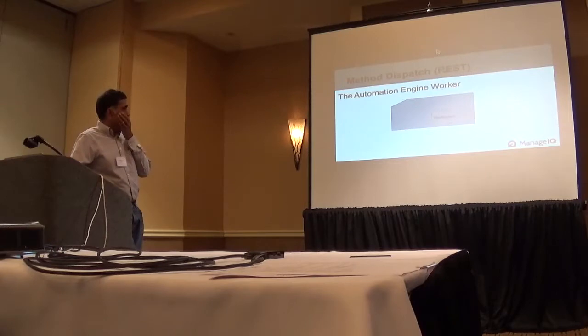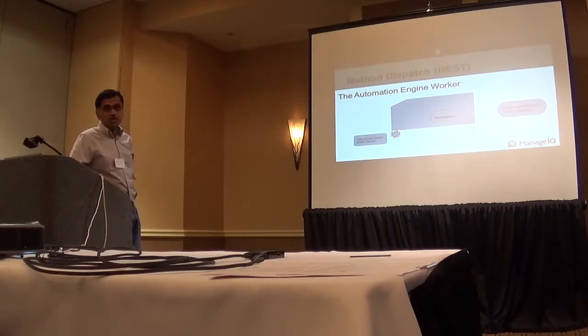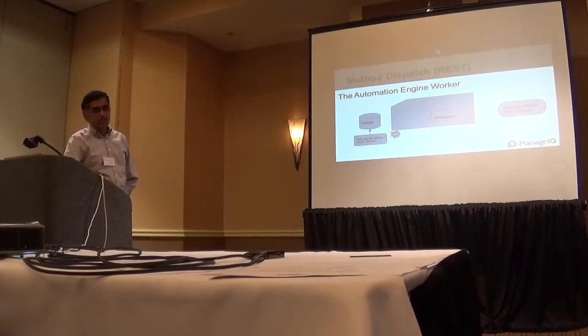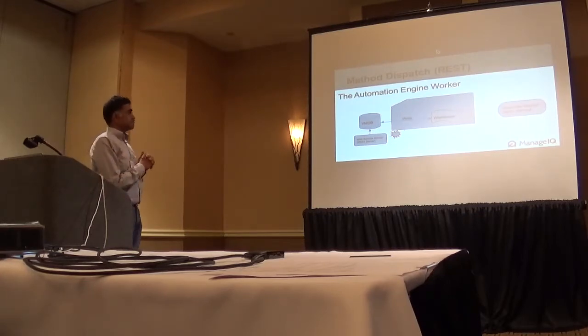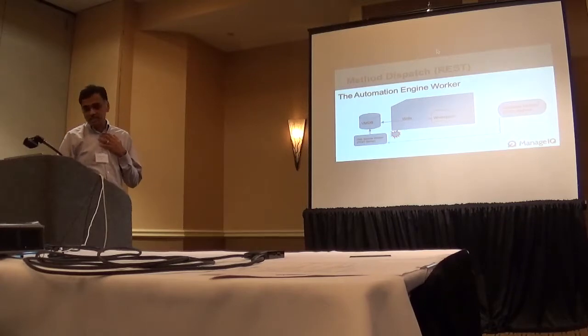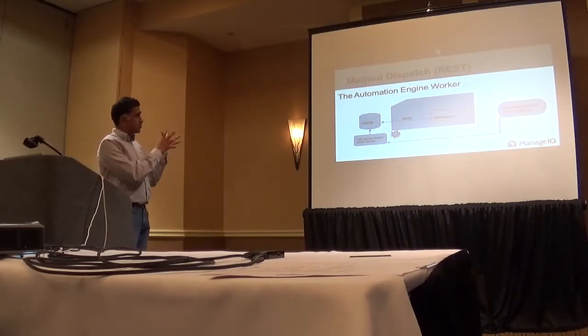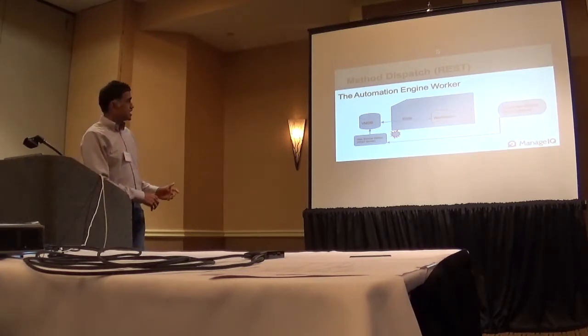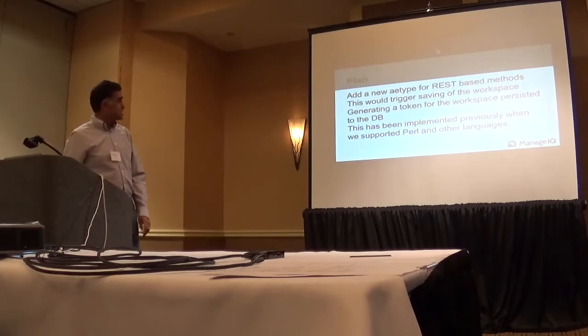So when we go the REST way, there is no DRB. The automate method is running by itself as a separate process, and it talks to the web service worker, which is running the REST server APIs. It does not have access to that workspace anymore, because that's running in a completely different process. So one of the things we could do is use the database to store that workspace in its entirety. Then have the method come in through the REST worker and modify that workspace, and we'd read it back in once the method has ended.